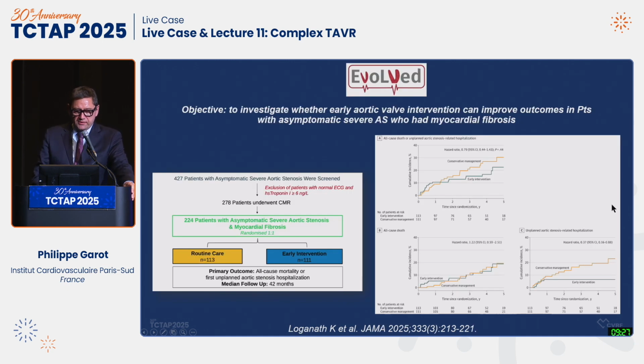The second randomized clinical trial is the EVOLVE trial. This was published recently in JAMA, and as you can see, 224 patients with asymptomatic severe aortic stenosis and myocardial fibrosis, so advanced, asymptomatic aortic stenosis, were randomized to early intervention with surgery, TAVR, or clinical surveillance. The primary outcome in this trial was all-cause mortality or first unplanned aortic stenosis hospitalization. And this trial showed no difference between the two strategies, without any significant advantage of early intervention in this trial.